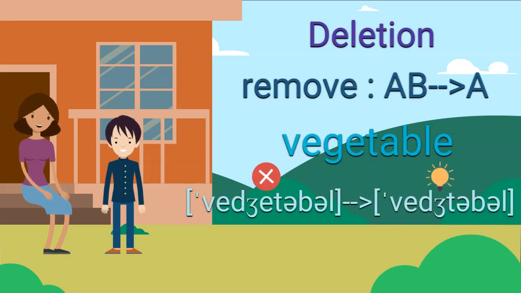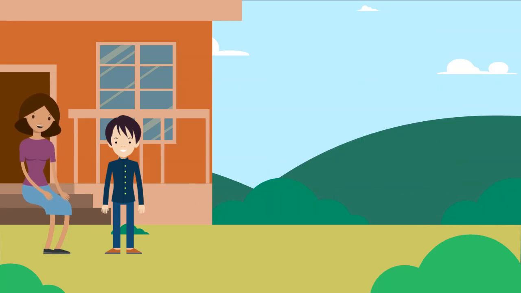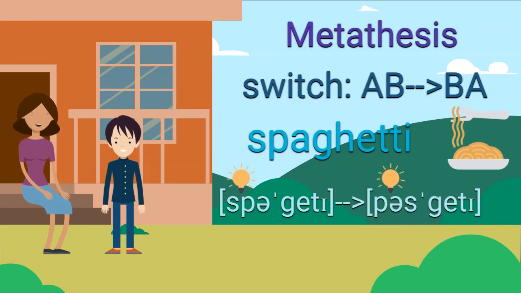Next is deletion. This is the opposite to the rule of insertion, as we are trying to remove one sound because it is fast and common speech. Like this word, vegetable, it seems that there are 4 syllables, but when people are pronouncing it, it's only 3 syllables.